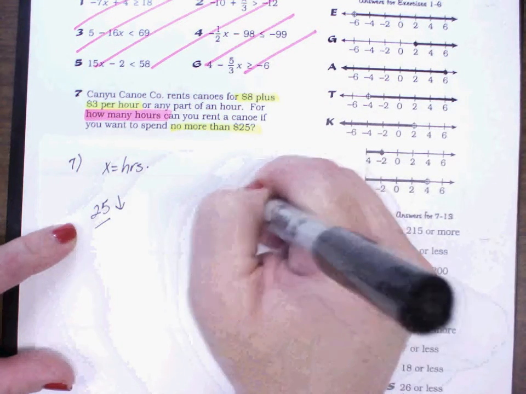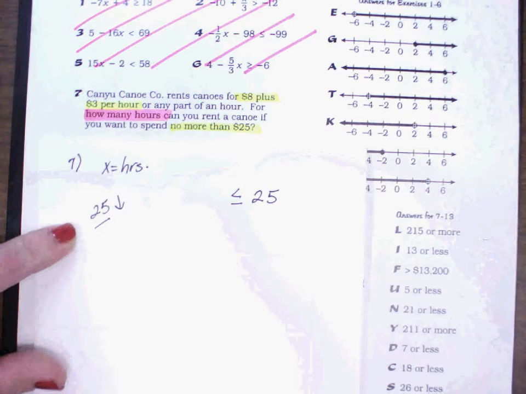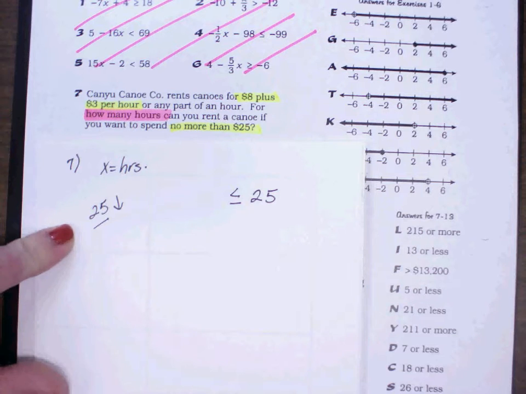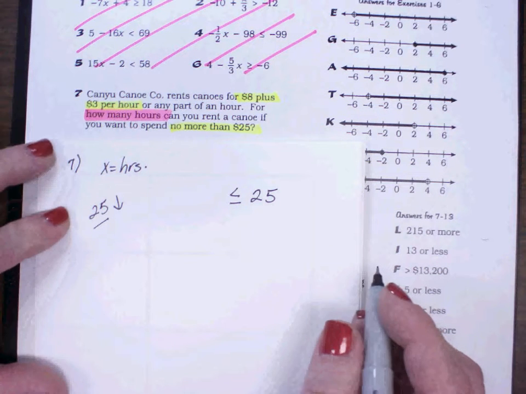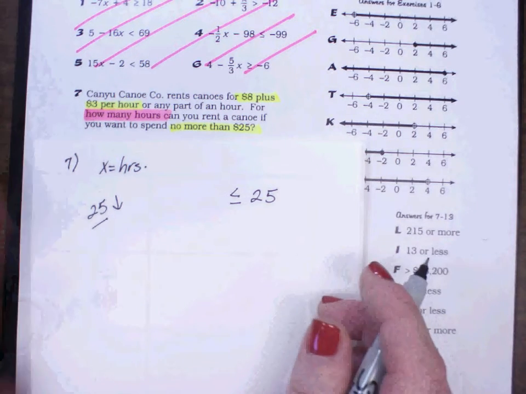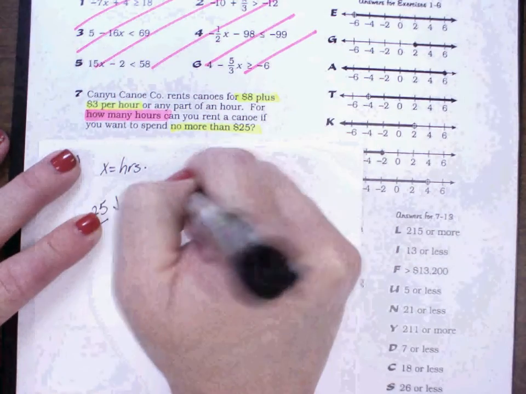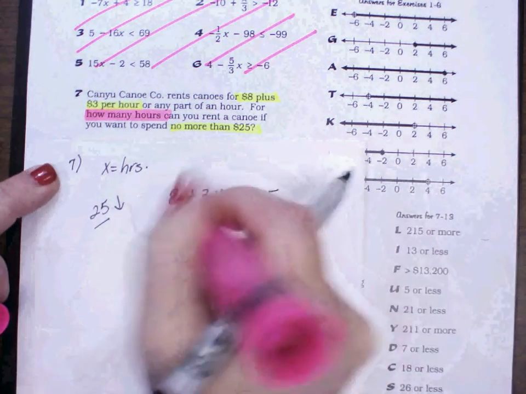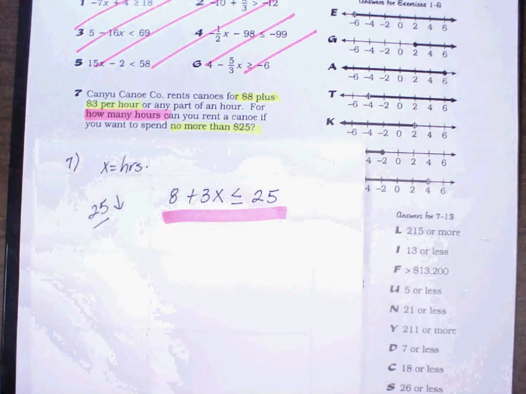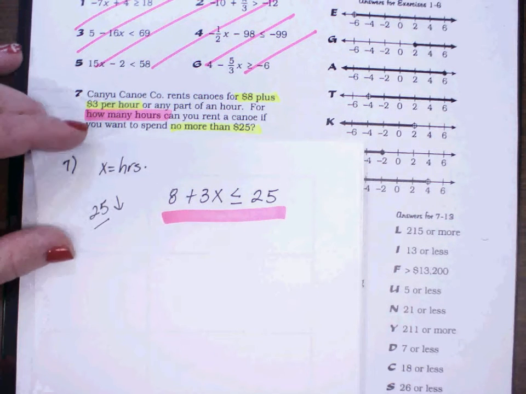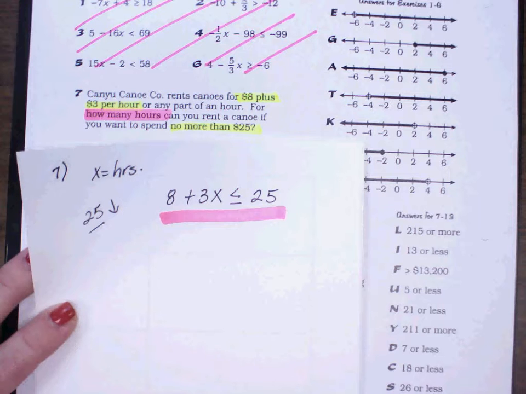How much money do you have to spend? 25. Do you want to spend more than that? But can you spend 25? Yes. So it needs to be less than or equal to 25. Now let's go ahead and translate $8 plus 3 per hour. 8 plus 3x. Very good.